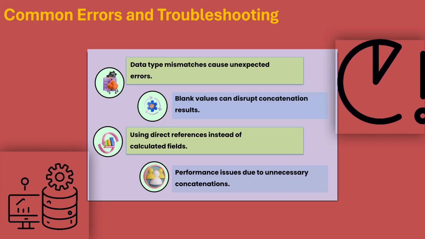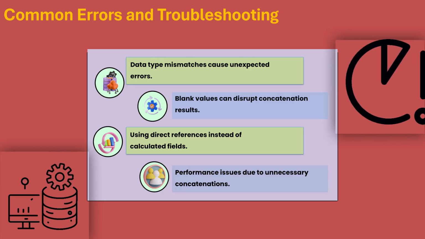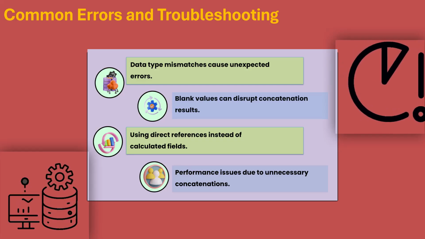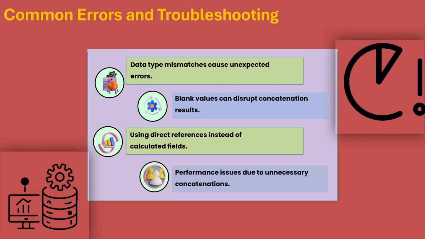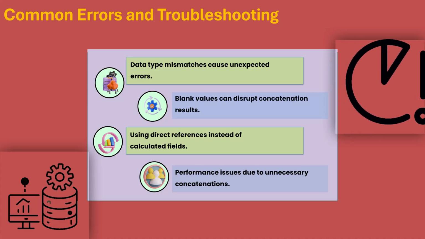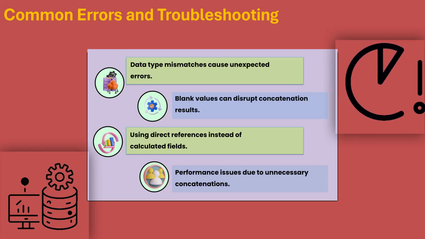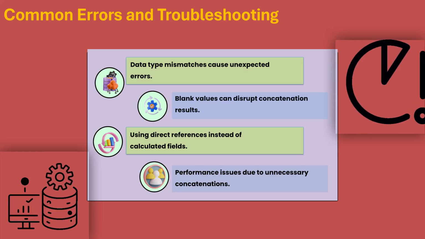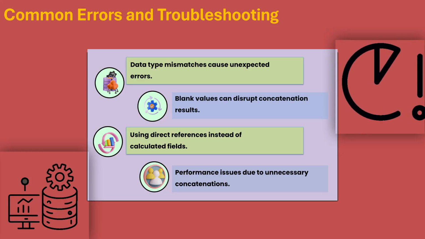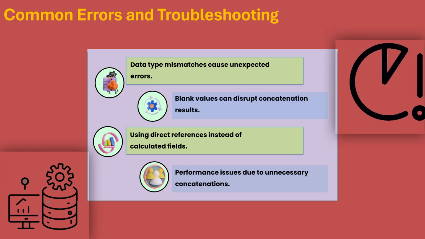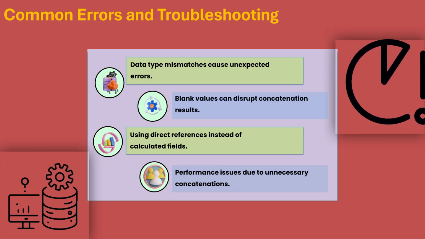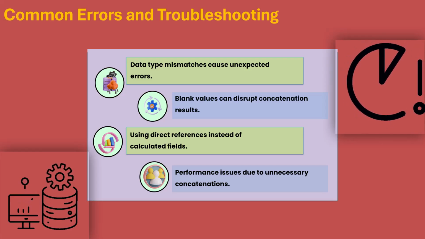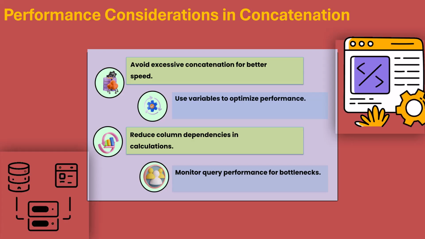Errors in concatenation can be frustrating. It's like expecting a perfectly brewed coffee but ending up with cold water. Data type mismatches are a common culprit, so keep an eye on them. Blank values are sneaky troublemakers. They can throw off your results. Make sure you use calculated fields instead of direct references to maintain control. And don't concatenate just for the sake of it. Keep things clean and efficient. Performance matters. If concatenation slows things down, it's time to rethink our approach.